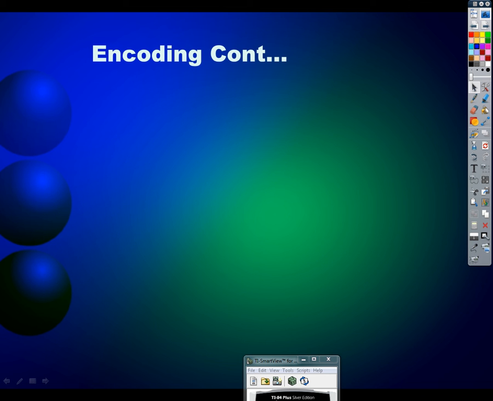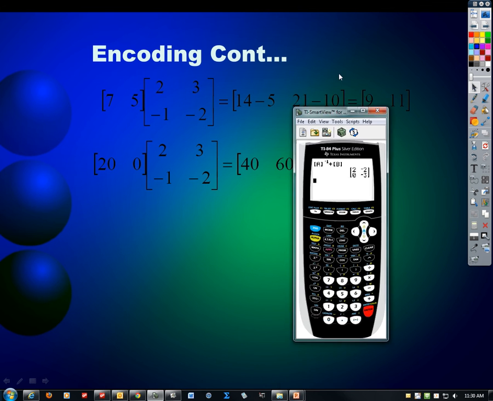If I call this, for example, matrix B, the encryption matrix, I could just go through. I'll show you a really quick way to do this. It'll save you some time. This is kind of cool.